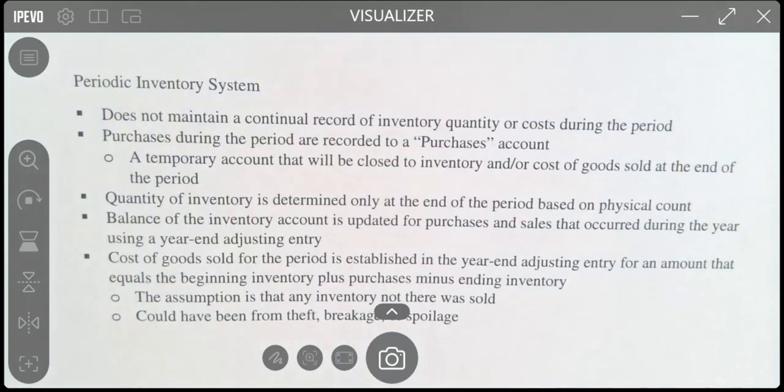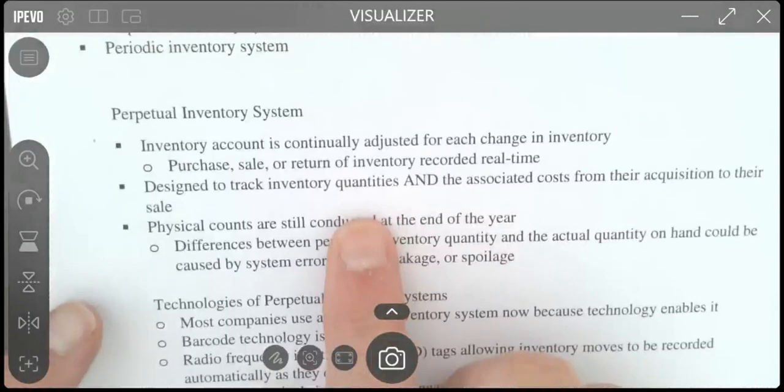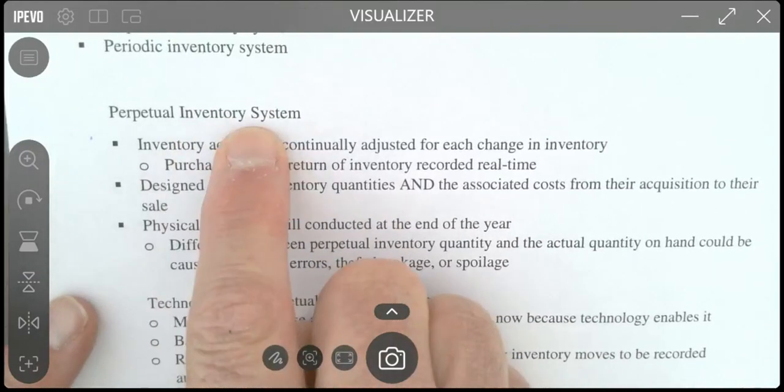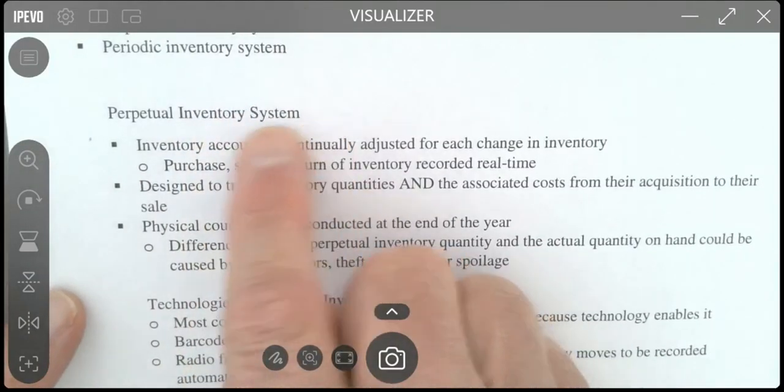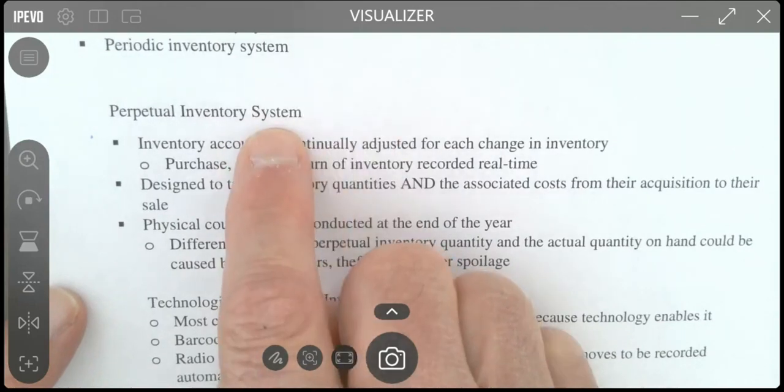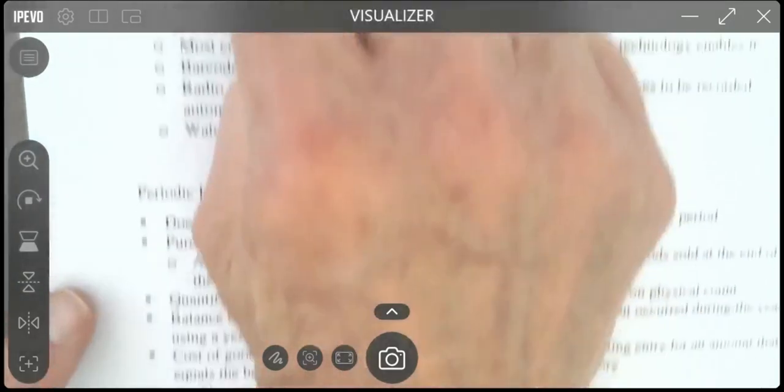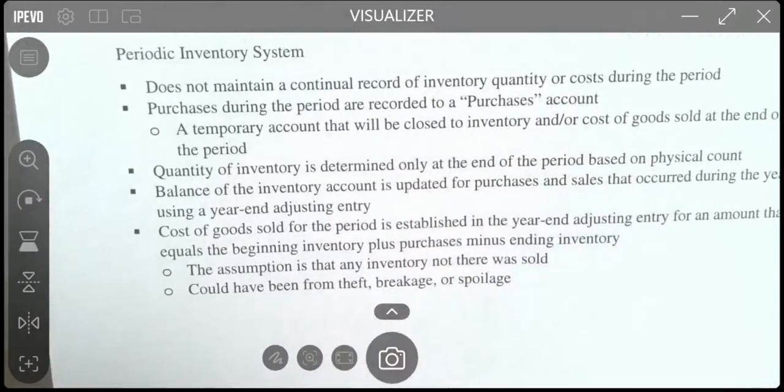And then the other one is the periodic inventory system. The periodic inventory system does not maintain a continual record of inventory quantity or cost during a period. With a perpetual inventory system, if you want to know the number of units we have or the cost at any moment in time during the period, we can look in the ledger and see it. Not so with the periodic inventory system.